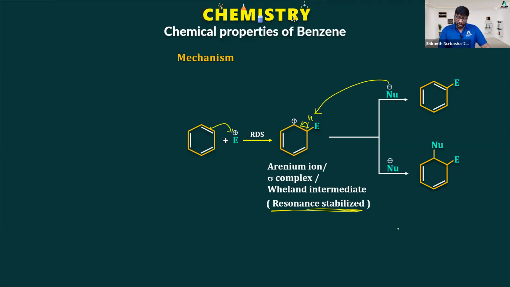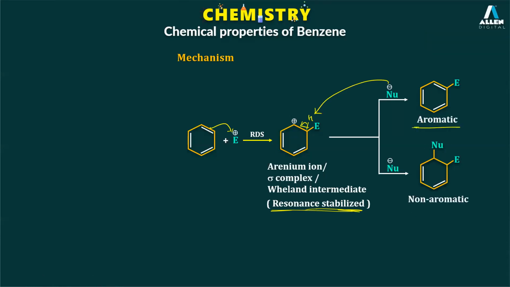Out of these two possibilities, which is major and which is minor? The first one is major, because that is aromatic nature. Due to aromaticity, the first one is going to be major. You cannot say that the nucleophile attacks the positively charged carbon, because that will lead to a non-aromatic system. So to regain aromaticity, the proton is picked up and the C-H electron density comes in. This is nothing but the general mechanism for the electrophilic substitution reaction.